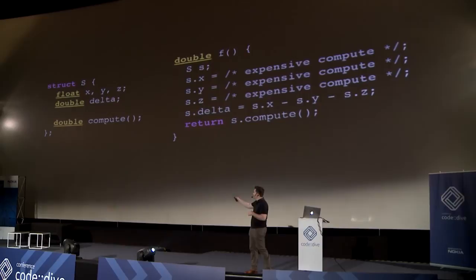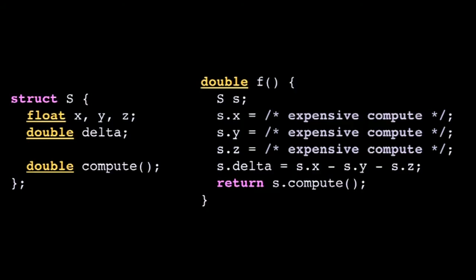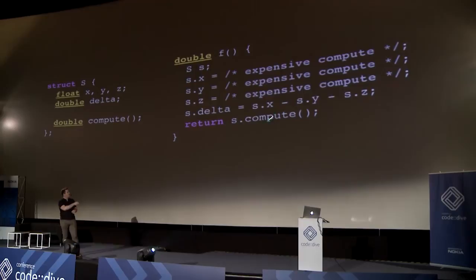So you've got some struct, right? You've got some floating point values in it, you've got a double in it, and you've got some computation, right? And now you have some expensive computation that assigns these initial values, okay? You set up the delta, right? And there's some mathematical relationship here that's quite nice. And then you run compute. Now, the most frustrating thing to me is that when you run compute, something very unfortunate happens. All of this information, everything we've done above here in this computation, is put into memory. All of it. All of S is in memory now.